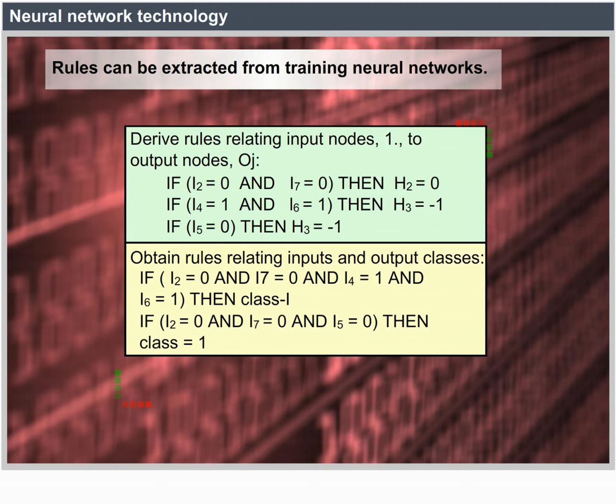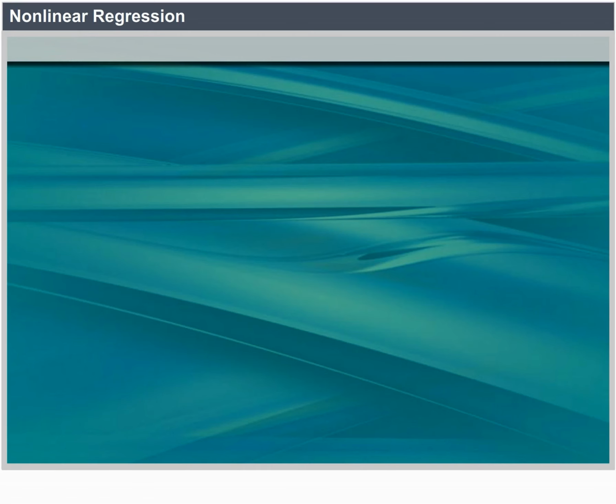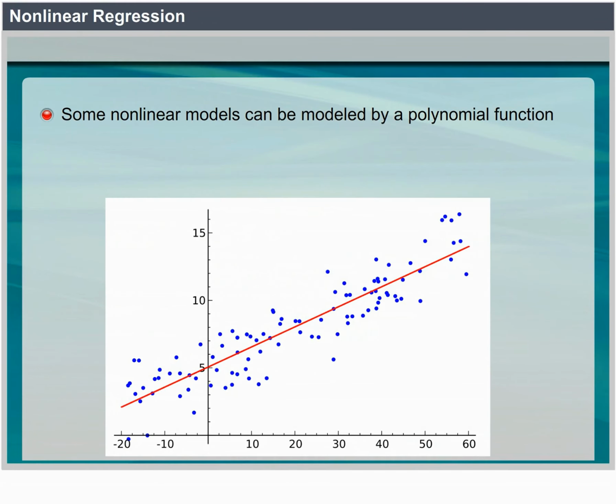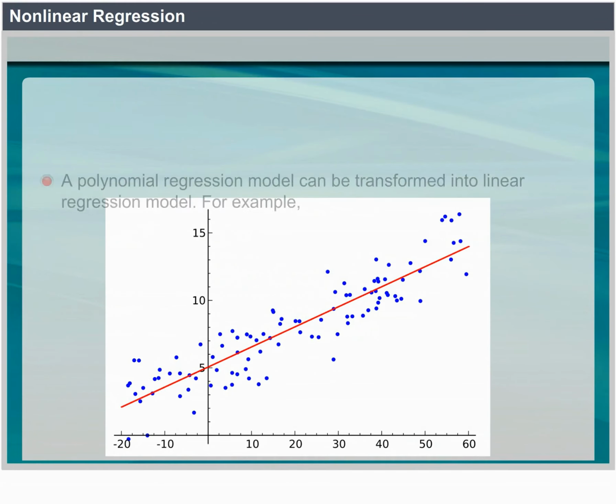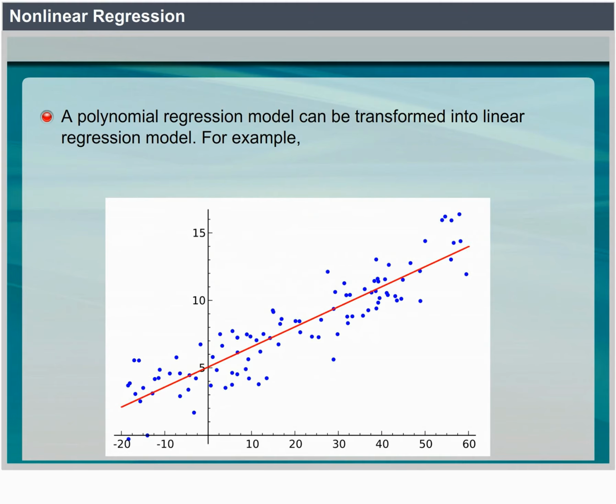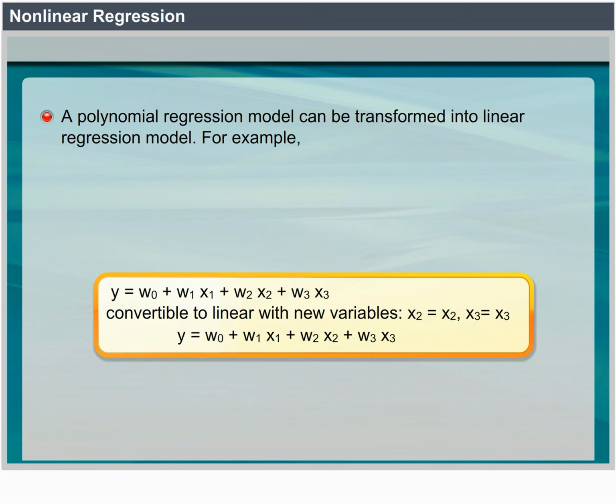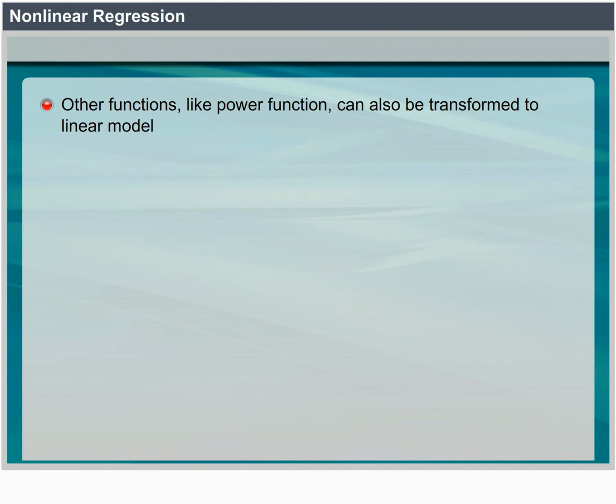Nonlinear regression. Some nonlinear models can be modeled by a polynomial function. A polynomial regression model can be transformed into a linear regression model. For example, y equals w0 plus w1 x1 plus w2 x2 plus w3 x3, convertible to linear with new variables x2 equals x squared, x3 equals x cubed. Y equals w0 plus w1 x1 plus w2 x2 plus w3 x3. Other functions such as a power function can also be transformed to a linear model.